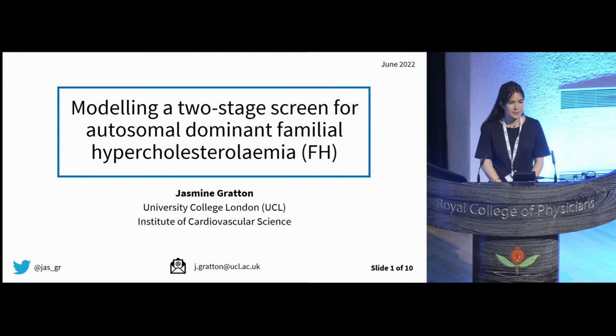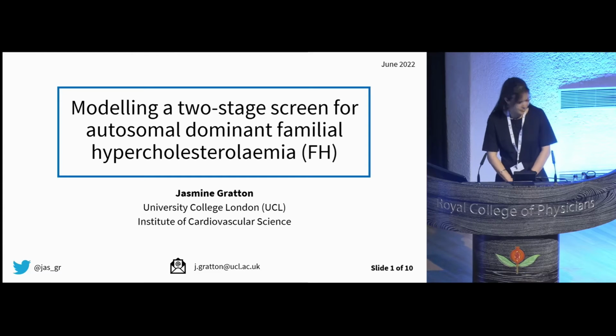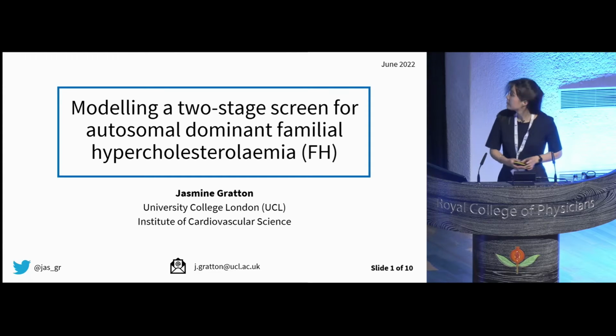I'm a final year PhD student at UCL at the Institute of Cardiovascular Science in Professor Arun Hingorani's group. And today I'll present to you one of my projects entitled Modeling a Two-Stage Screen for Autosomal Dominant Familial Hypercholesterolemia, also known as FH.